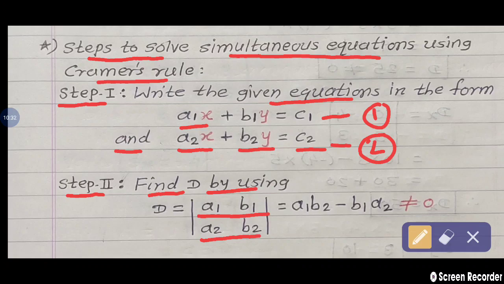First cross multiplication is what? A1 multiplied by b2. All of you know this? Yes, right? A1 multiplied by b2 minus the second cross multiplication, b1 multiplied by a2. And this value is not equal to 0. Very important: the value of D is not equal to 0. This is the important condition given here. That is step number 2.